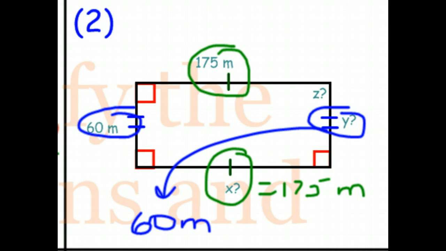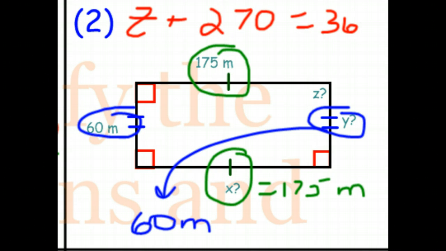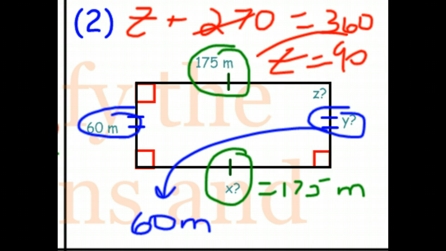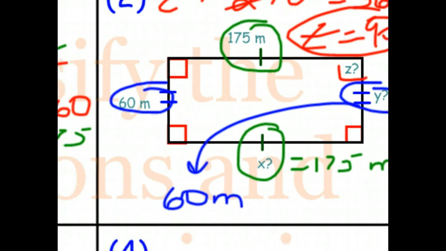And finally, we need to look at z. Well, we have 3 right angles so far, and if we have 3 right angles in a quadrilateral, it turns out we're always going to have a 4th, because z plus 270, which is the sum of 3 of the right angles, must equal 360. Subtract the 270 away, and you're left with z equals 90. Z is, in fact, a right angle.